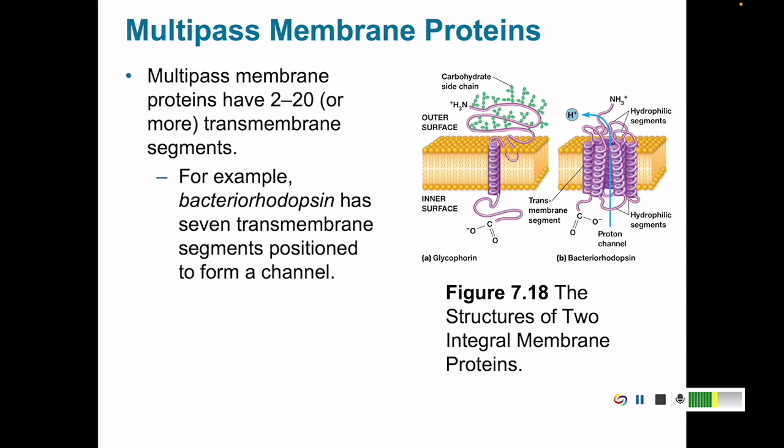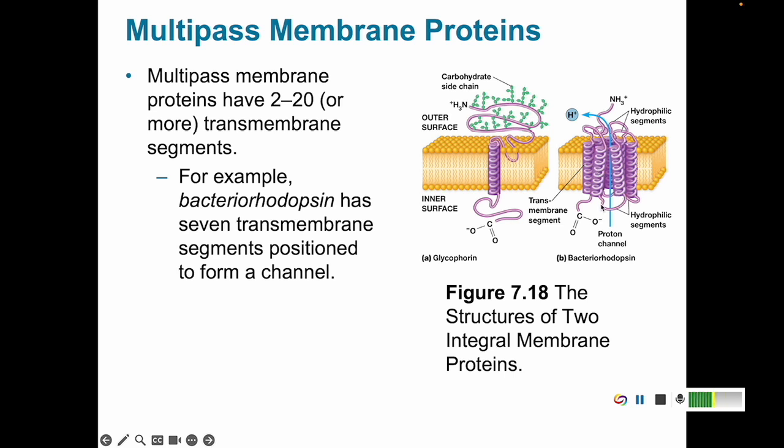Multi-pass proteins will have 2 or more, even up to 20 or more transmembrane segments. One that we know a lot about is bacteriorhodopsin. Bacteriorhodopsin has been studied a lot. It is a membrane protein found in archaea. It actually is purple in color, so this is right on the dot to color it purple in the picture.